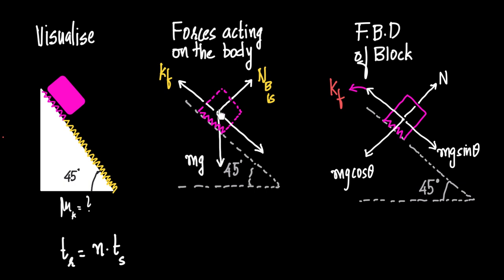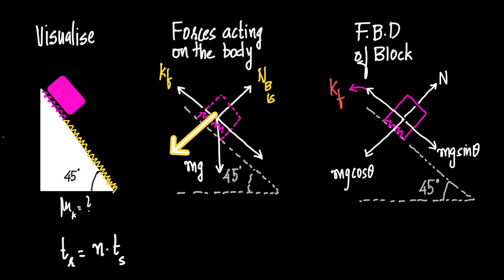Now, when we have weight of the block acting downwards, we know that it can be resolved into two components. One, the vertical component, and two, the horizontal component, right? So the horizontal component here would be mg sine theta, and the vertical component here would be mg cos theta. So we have the free body diagram of the block.